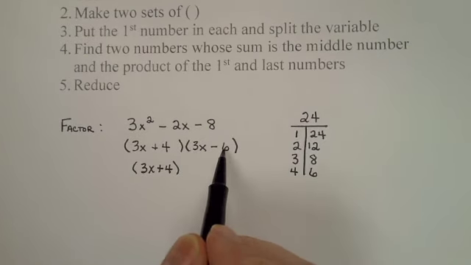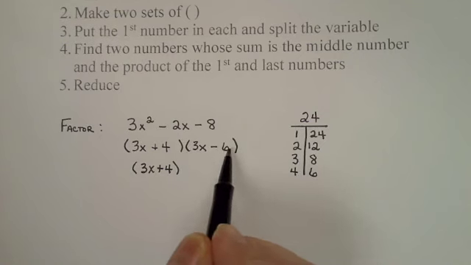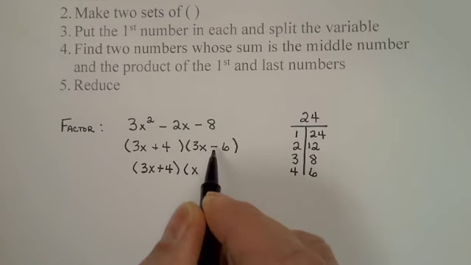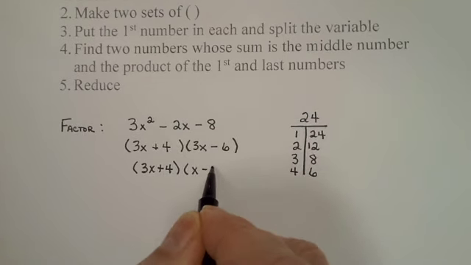What number will go into 3 and 6? 3. I'm going to divide both of these numbers by 3. 3x divided by 3 is 1x. And negative 6 divided by 3 is negative 2.